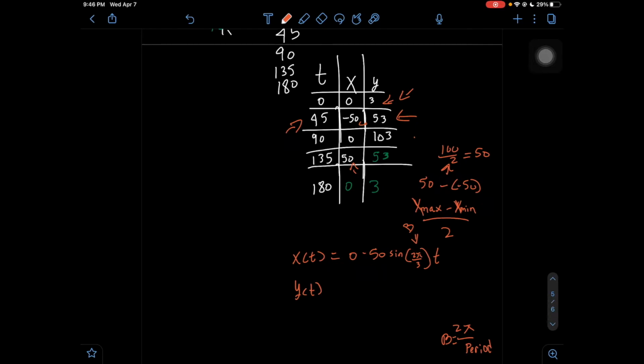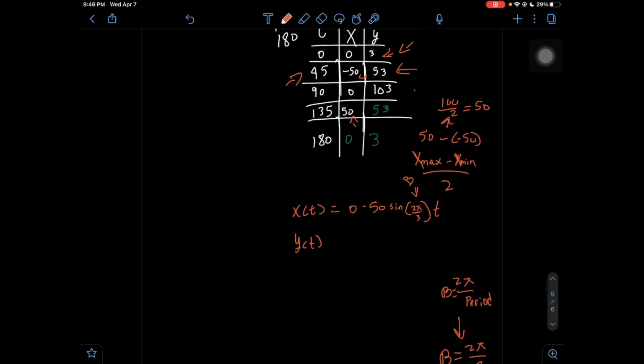Well, if we're starting at the bottom, we know that cosine starts at the max, goes to the origin, and then goes to the min. Well, we're starting at the min, going to the origin, and then going to the max, meaning it's a negative cosine. So we're going to do the same thing. Well, we're going to first find our c value, which is this value basically. And the equation for our c value is c equals y max plus y min over 2.